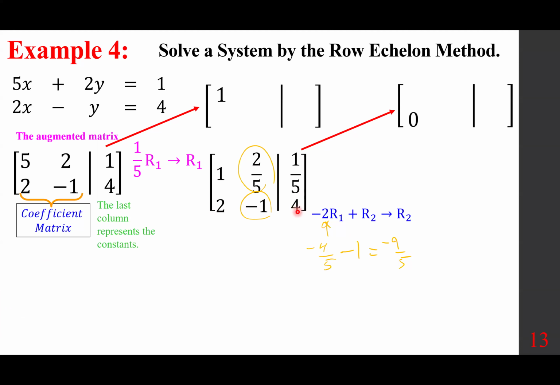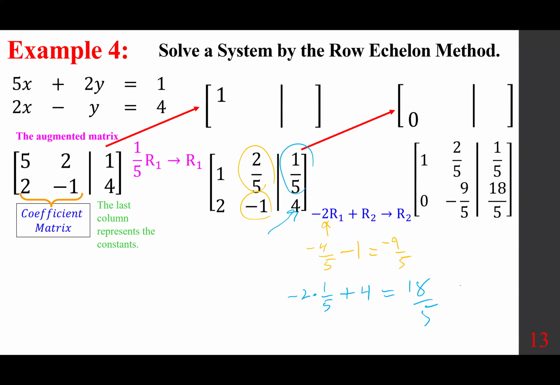What about here? I'm going to show you for this entry now. I want to show you what happens to this one. Minus 2 times R1: minus 2 times 1 over 5 plus 4. Minus 2 over 5 and 4 is 20 over 5. They add up to 18 over 5. And that's what we get here. You have to do this in your head pretty fast, okay, everybody?